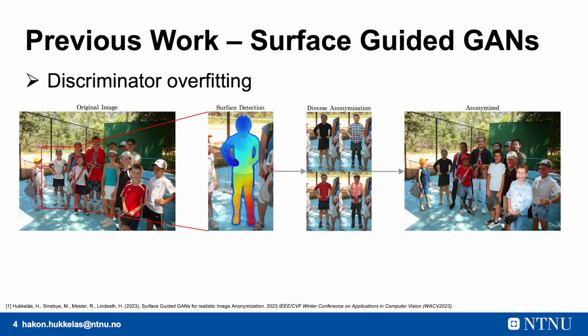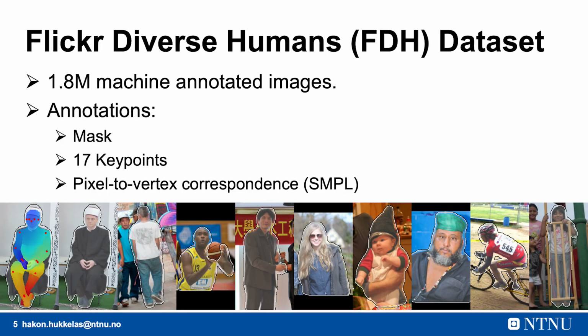Our previous work on full-body anonymization explored training a GAN conditioned on dense pose on a subset of the COCO dataset. A major limitation of this method was the dataset, where we noticed that the discriminator overfitted early in training, resulting in severe artifacts in the generated images. In this paper, we focus on this main limitation. Our main contribution is the FDH dataset, which removes the issue of overfitting.